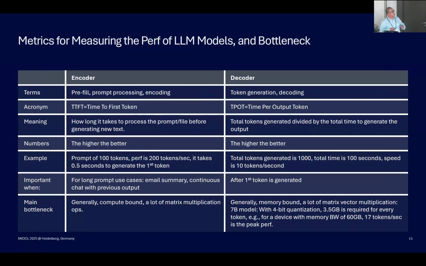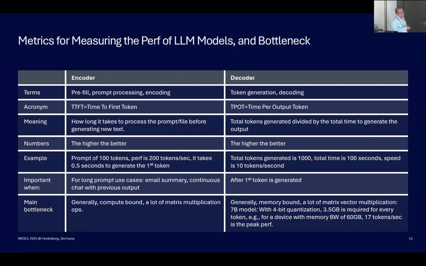Just to give you a really quick idea of how to measure the performance of a large language model, there are two things. In this attention-based model, there are so-called encoder and decoder. Sometimes you see prefill, prompt processing, or encoding; these are all the same. Basically, it means how fast you can get the first token after you enter the prompt, the question. The second metric is called decoder, or token generation. This is how many tokens you can generate per second after the first token. Both of them are higher is better, in tokens per second.